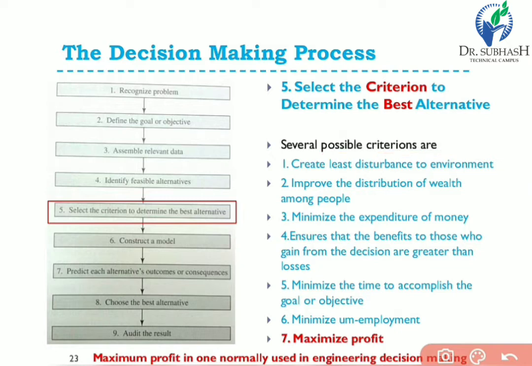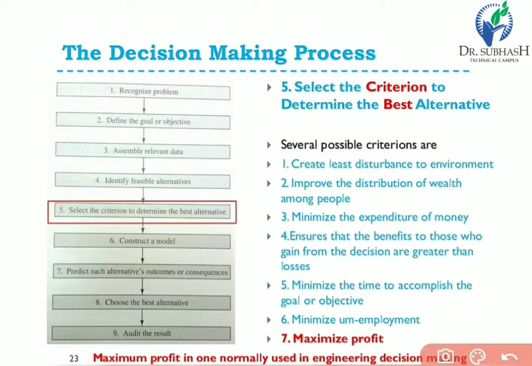Second one is improve the distribution of wealth among people. It means that we also consider the wealth of people. It also includes the wealth of our employees, our company's employees, and also the wealth of the people who live around our company.